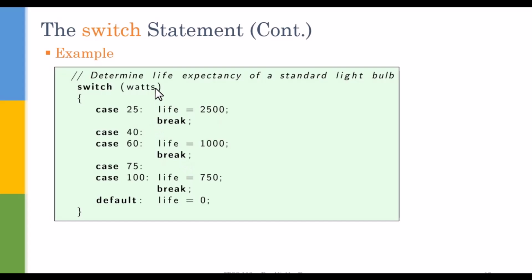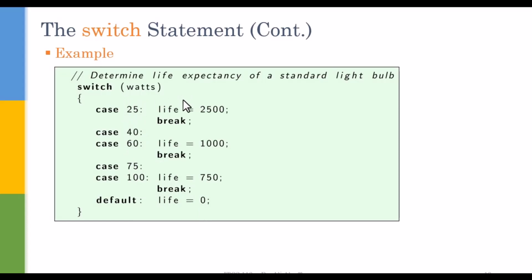Here, we are testing a variable called watts for the wattage of bulbs. A bulb is like a lamp. Depending on the wattage, how many hours this lamp can last, so it's like the age of a lamp. If the wattage is 25, then the life for this bulb is 2,500 hours. If it is 40 or 60, then 1,000 hours. For 75, it will be 750. Otherwise, it will be 0, because we don't have bulbs other than these wattages.